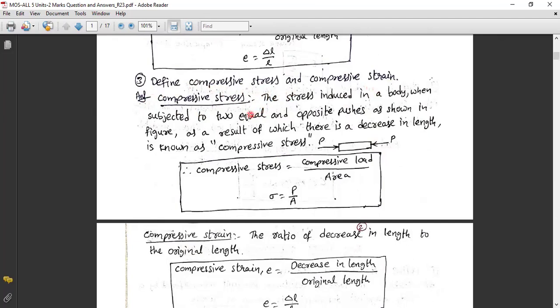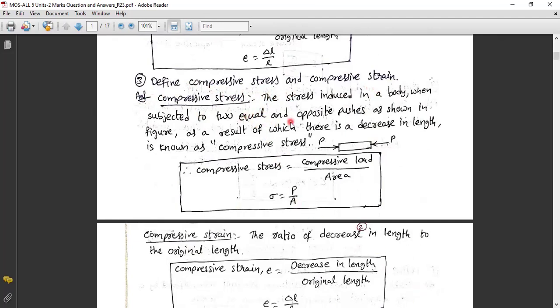So compression of a body we are taking. Tensile means opposite of compression force, that is pulling of a body. Here compressing means you are compressing the body. Okay, that is the compressive stress.